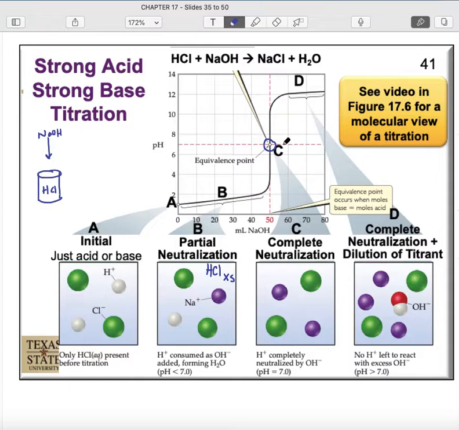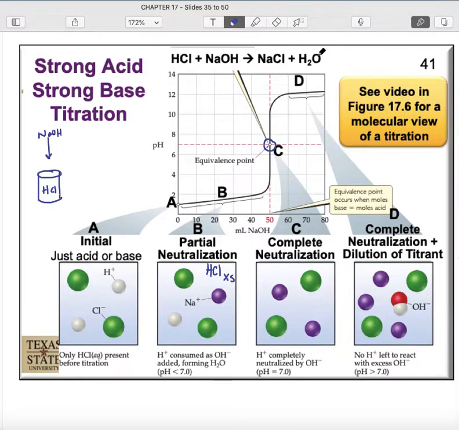After that, we get to what's known as the equivalence point, which we said is the point where we have an equivalent number of moles of the acid to the base. And in this particular reaction, that is a 1-to-1 molar ratio. So we have just as many moles of hydrochloric acid as we have added moles of sodium hydroxide. And because of that, they completely consume one another.